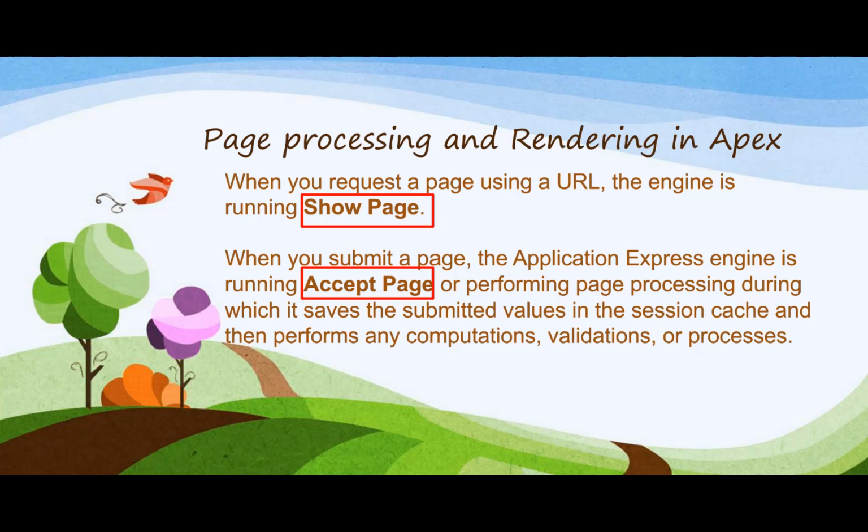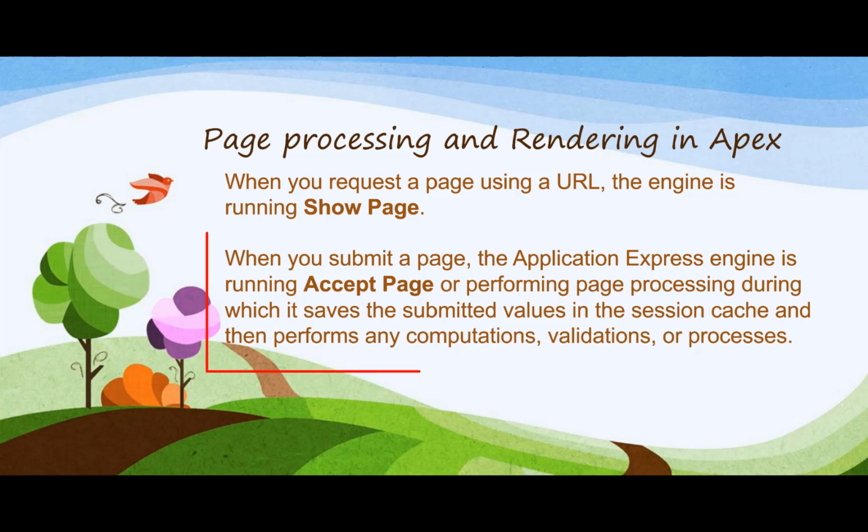So what is show page? Show page is a page rendering process that assembles all the page attributes like region, items, buttons into a viewable HTML page. It means Apex is collecting every information related to your page like regions, items and button and converting them into a viewable HTML. So when you request a page, you are requesting a HTML page from Apex Engine, and Apex Engine is running a show page process.